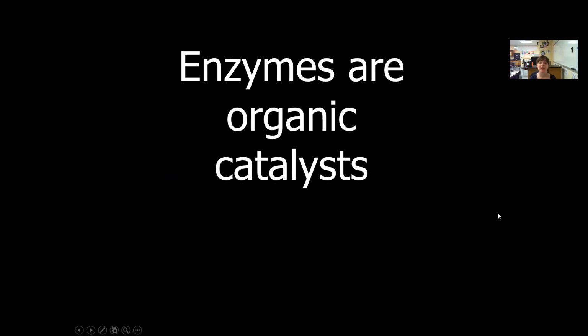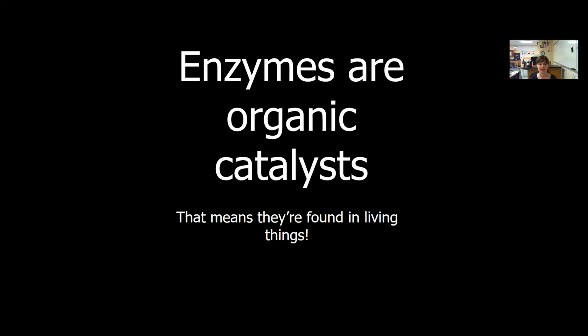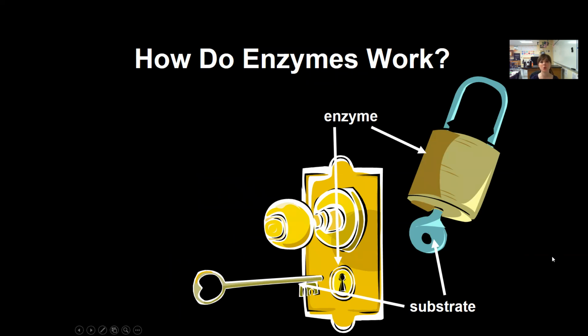An enzyme is an organic catalyst. That means they're found in living things. So this catalyst that I used yesterday, potassium iodide, is not found in living things. Enzymes are the same as catalysts. So how do enzymes work?